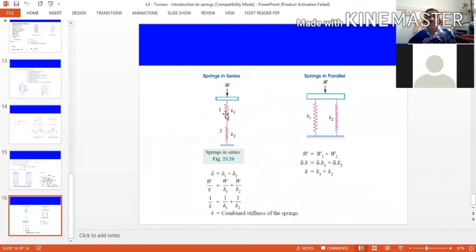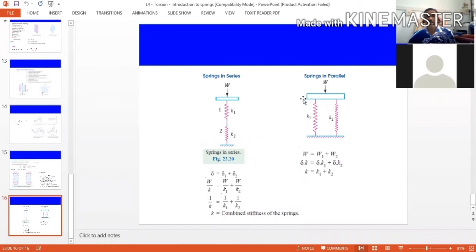This is when the springs are connected in series. Then delta is equal to delta 1 plus delta 2, and W is equal to W1 is equal to W2. Then you will get an equation like this: 1 by K is equal to 1 by K1 plus 1 by K2. What is K? Stiffness. K1 is the stiffness of the first spring, K2 is the stiffness of the second spring. Now the equivalent stiffness of the system is 1 by K is equal to 1 by K1 plus 1 by K2. Delta 1 plus delta 2 is equal to total delta. When load is taken, W is equal to W1 is equal to W2.